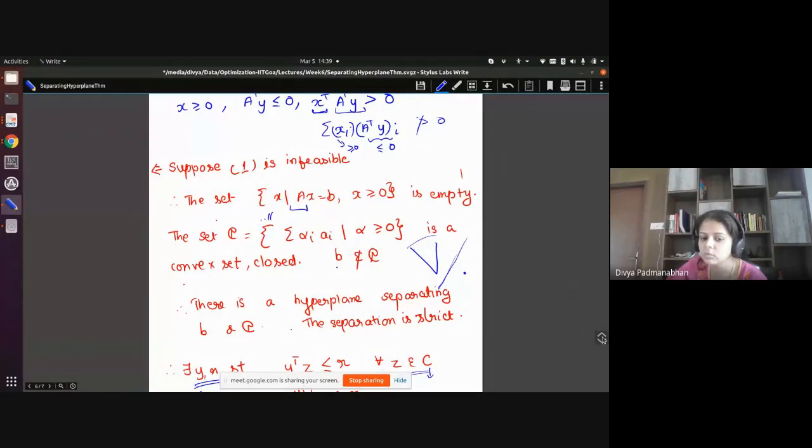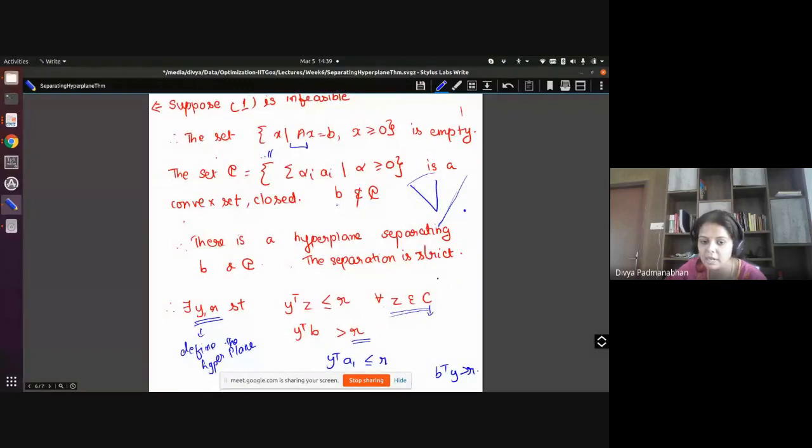Okay, so now let me call y and r. These are the two quantities. y is a vector and r is a scalar quantity, and those define the hyperplane. This hyperplane is of the form y transpose x equal to r. Now what we are saying is that this is a separating hyperplane.